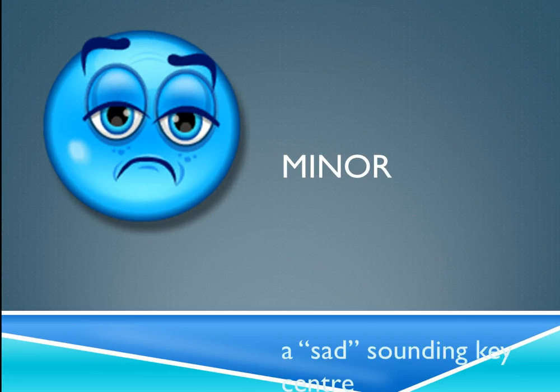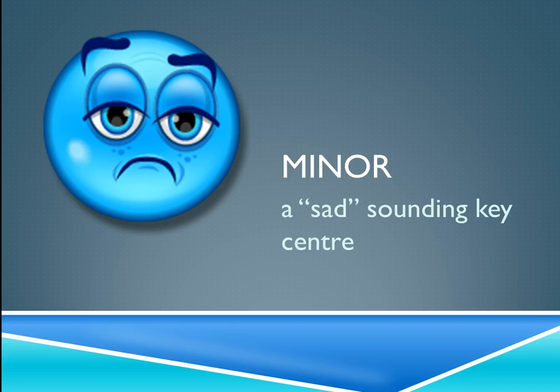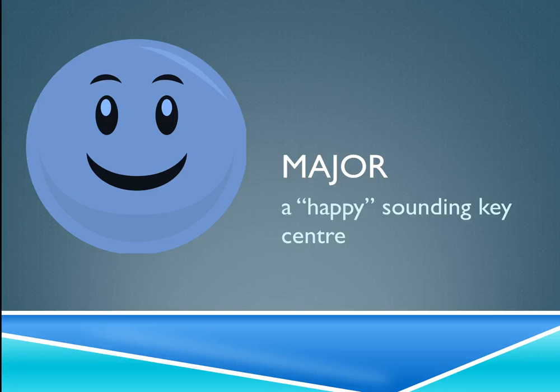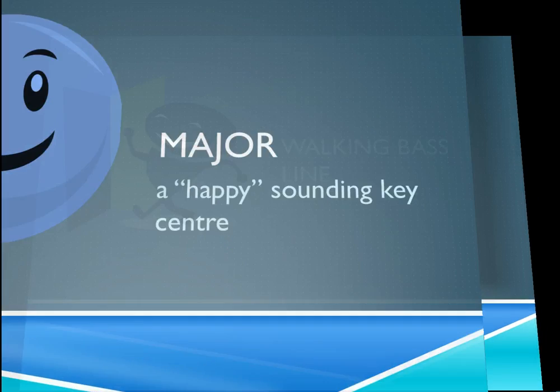Minor. He's blue, he's sad. It's a sad sounding key center, so it could be something like this. Sounds a bit sad. Whereas major is a happy sounding key center. It's a major sound. Now the main thing with major and minor is that it's all to do with their arrangement of tones and semitones, which can get complicated, so you just have to know at this stage that minor is sad, major is happy.